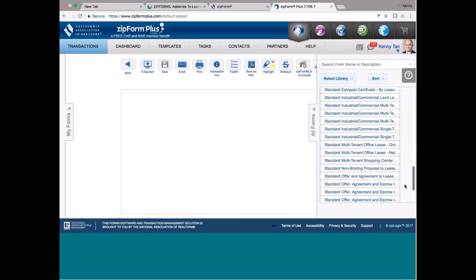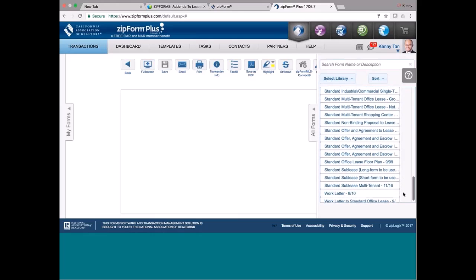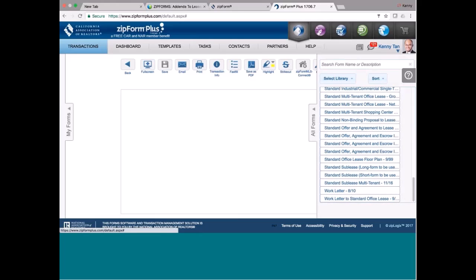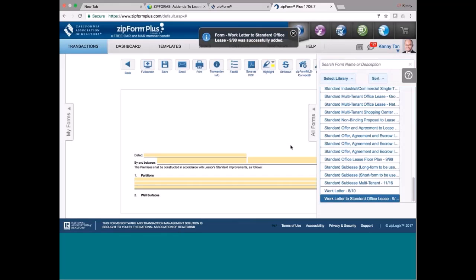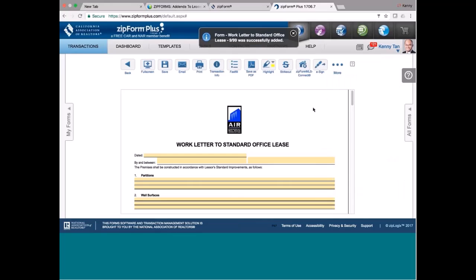Actually, we went over these forms. The rest must be the addendum then. The work letter is actually an addendum, okay? Work letter to standard office lease. Let's look at that. Okay, that's another addendum that you might use. Now, if you don't know what a work letter is, it's basically an agreement between the landlord and the tenant regarding tenant improvement. You know what a tenant improvement is?